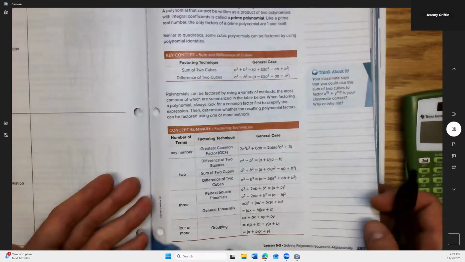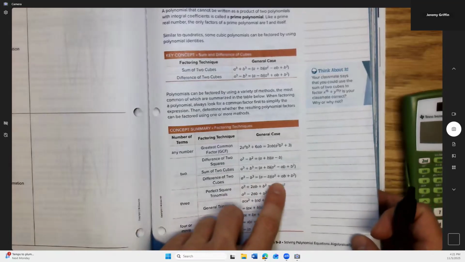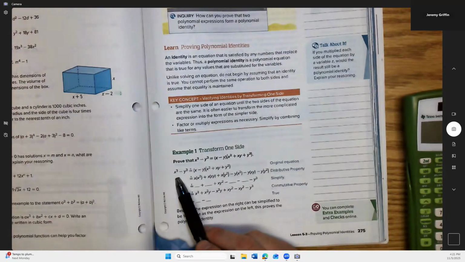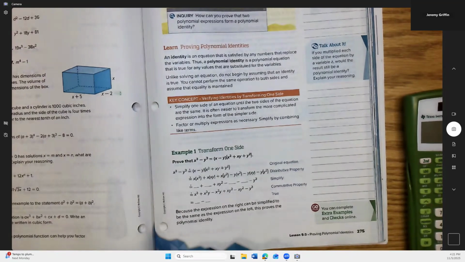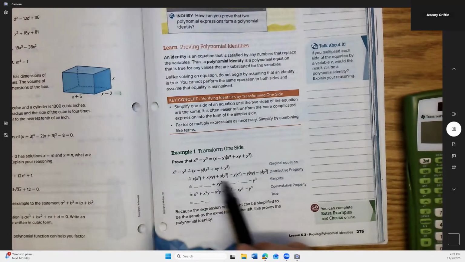But how could you prove these? Well, what you could do is just distribute this out and show that the right side is equal to the left side, which is exactly what they did here. They said, is this left side equal to its right side? They put an equal sign with a question mark over it. And then they would step through the distribution. And in the last step, they should get the left side is equal to the right side.